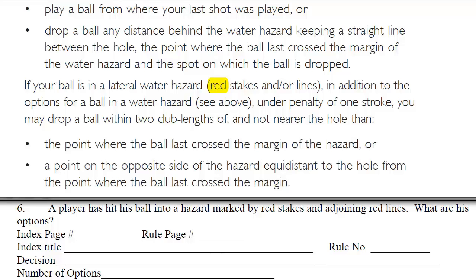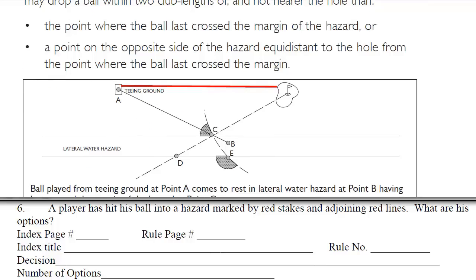The point where the ball last crossed the margin of the water hazard, or a point on the opposite margin of the hazard, equal distance to the hole from the point where the ball last crossed the margin of the water hazard. So there's a point on each side of the water hazard. The one is where you last crossed, and the other one is a point equal distance on the opposite margin. So let's look at the example here in the diagram.